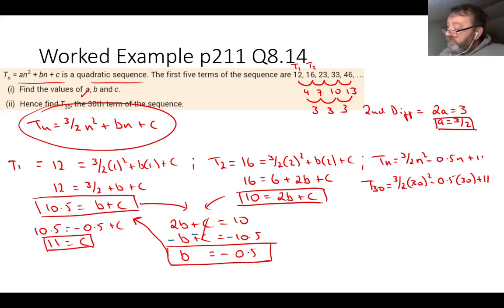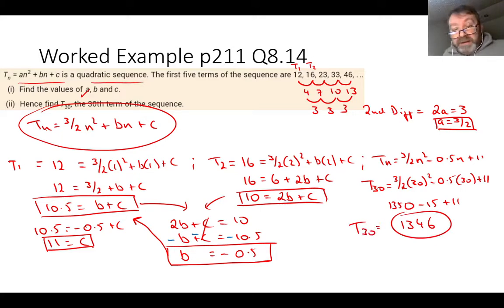So what does that come out as? 30 squared is 900. 900 divided by 2 is 450. And 450 multiplied by 3 comes out as 1350. Minus 15, because a half of 30 is 15. So minus 15 plus 11. Now look, plus 11 minus 15, that's minus 4. So that's 1346. And that is T of 30.